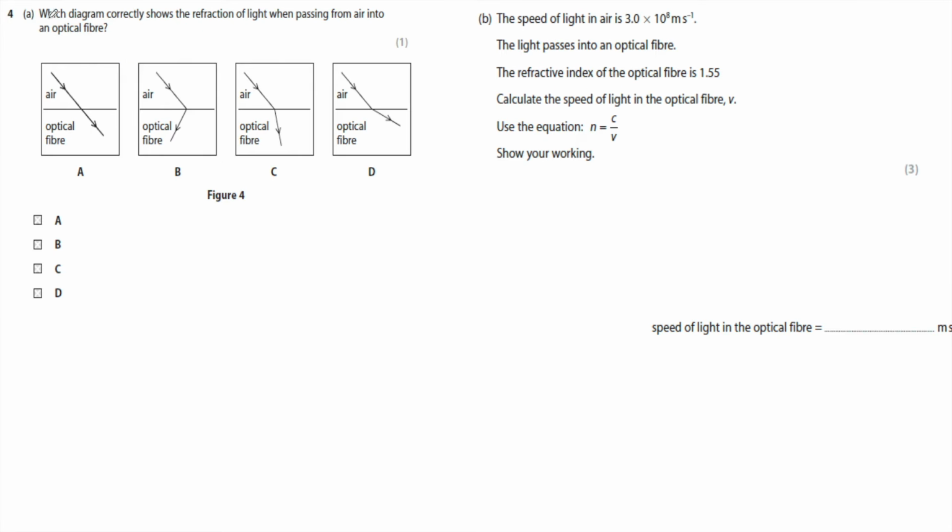Question 4. Which diagram correctly shows the refraction of light when passing from air into an optical fibre? Well, of course, when light passes from air into an optical fibre, it slows down and bends towards the normal. So that's the normal, it's going to be C.